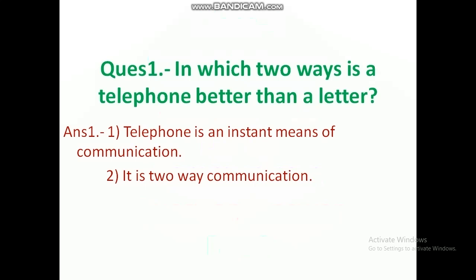Question first is, in which two ways is a telephone better than a letter? And the answer is, first point, telephone is an instant means of communication, and second point is, it is two-way communication, means we can speak and listen side by side, that's why it is two-way communication.